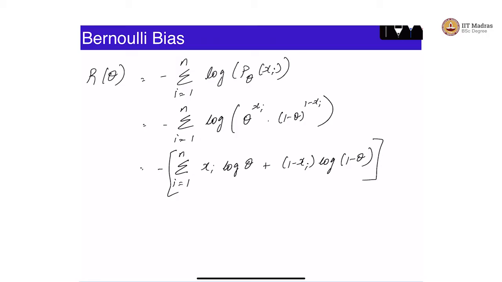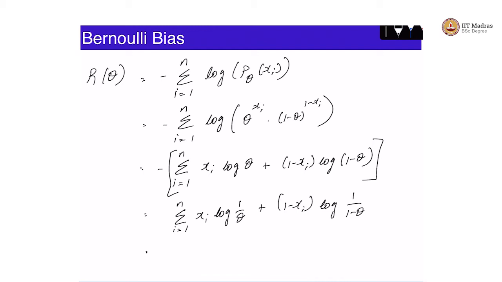We can further simplify this as follows: sum over i equal to 1 to n, xi log 1 by theta plus (1 minus xi) log 1 by (1 minus theta). Let's simplify this even further as follows.